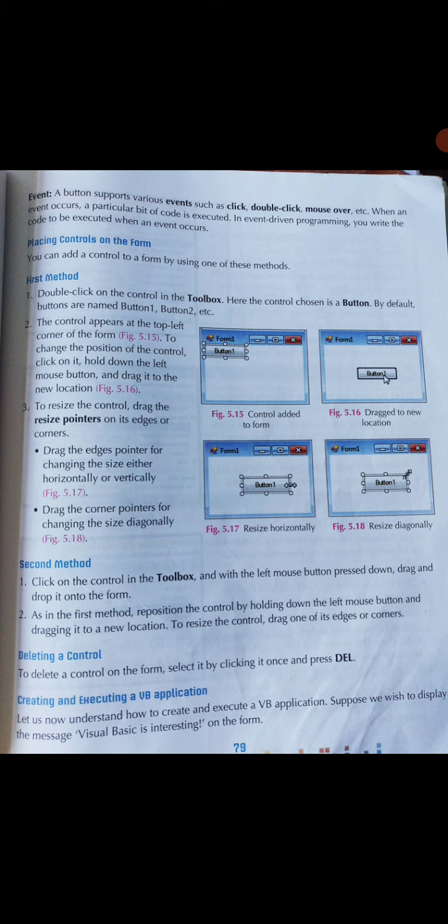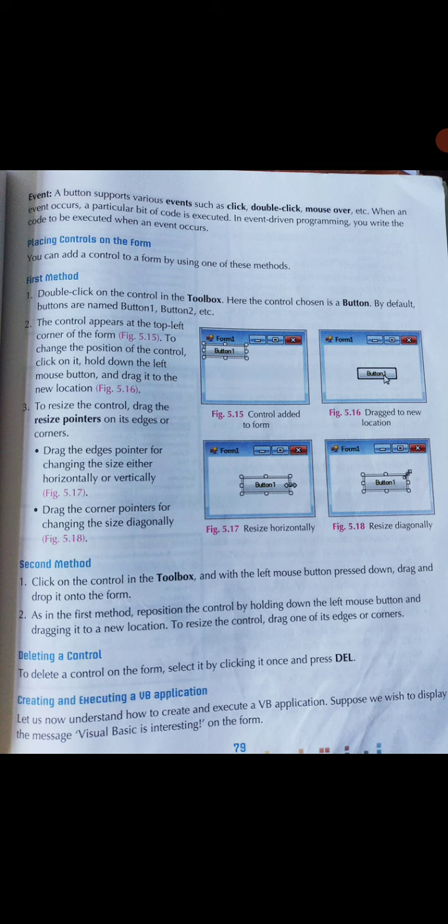Then you will write step 2. The control appears at the top left corner of the form. To change the position of the control, click on it, hold down the left mouse button and drag it to the new location, up to your location. Then for step 3, to resize the control, drag the resize pointer on the edges or corners, up to your corners.